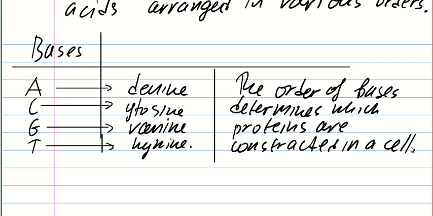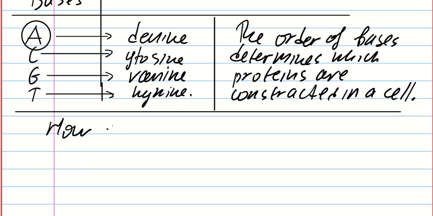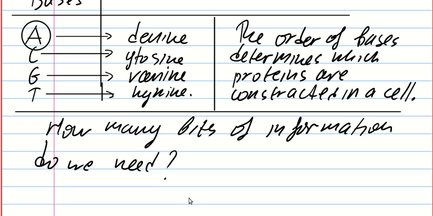And the most common one is actually A. A is the most common one, I think. All right, so how many bits of information do we need to store each base?